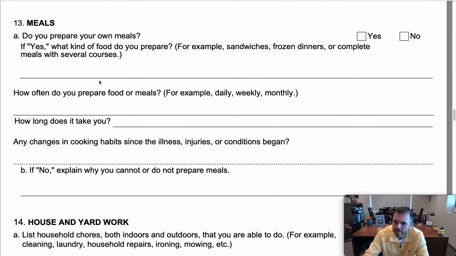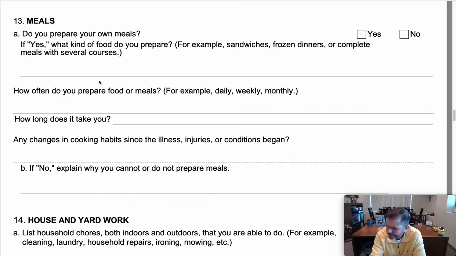Question 13, meals. Do you prepare your own meals? I find that a lot of my clients do prepare their own meals, even if it's once a day or once a week. However, it's simple meals. So it's okay to check yes. However, you do want to say something like simple meals. I've never had a client say that they do complete meals with several courses, but if you do, well, that's probably going to hurt you.